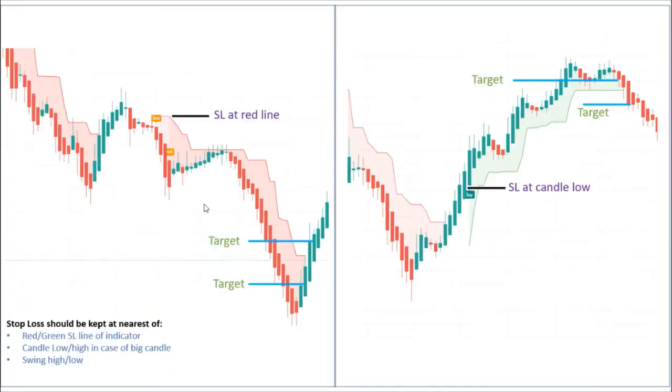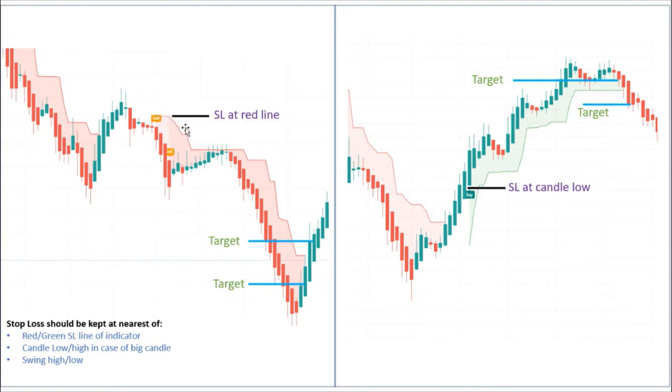Now let's look at how to take trades. Let's take an example of a sell trade. When a new signal appears like here, we take a short entry on the close of the signal candle. We can keep the initial stop loss at the SL line, which is depicted here.